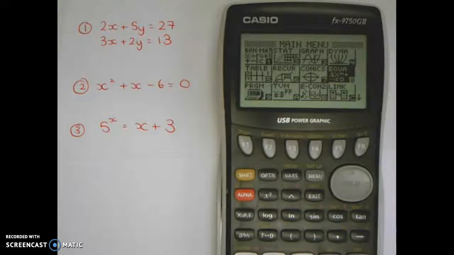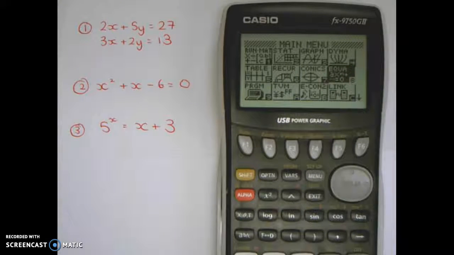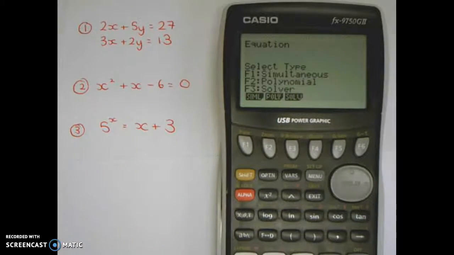Okay, finally I'm going to look at how we can solve equations on the calculator. So, on the Casio, in your main menu you go to this equation solver. So we'll go to equation. And then you've got three options. So let's say I want to do question 1 here. This is a simultaneous equation.